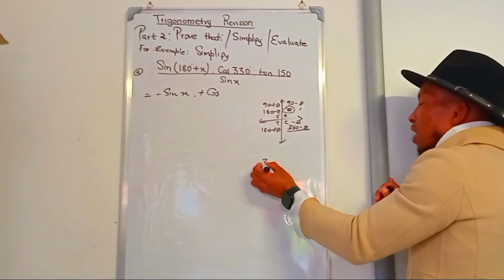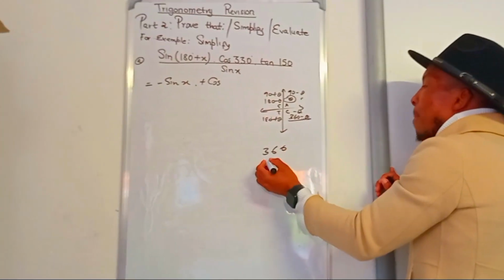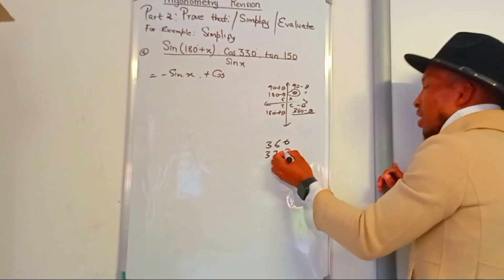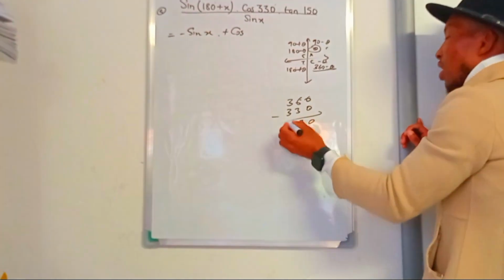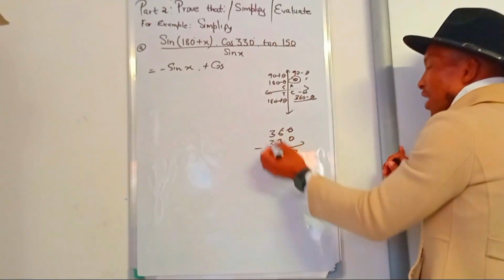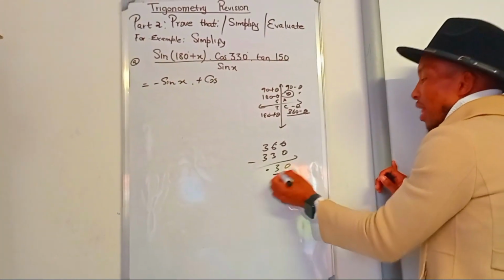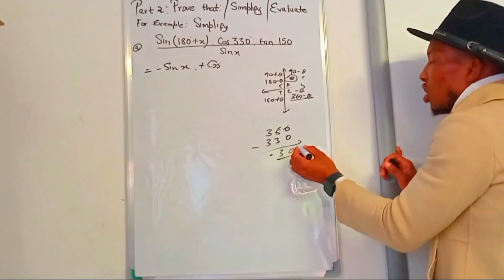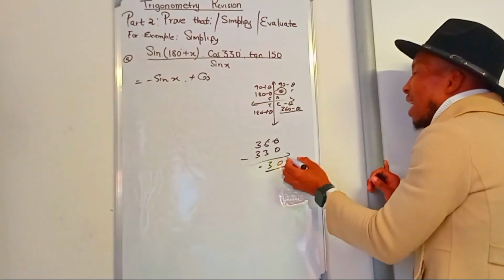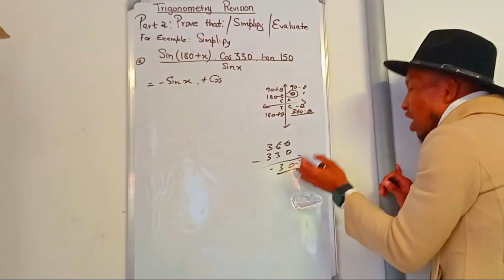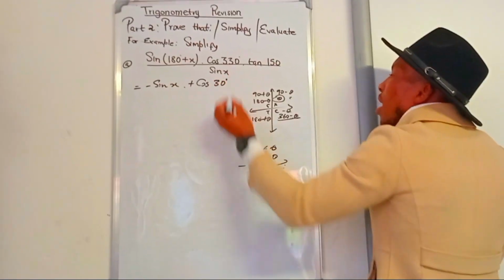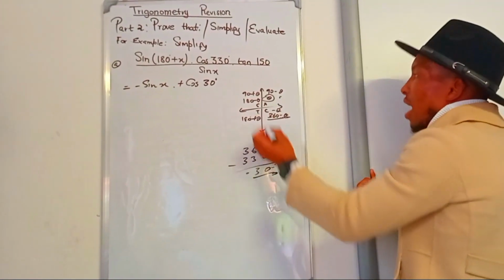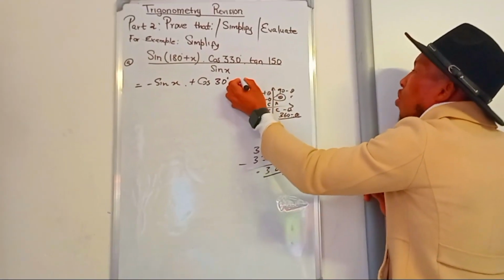How? We have 360 minus 330. Then 0 minus 0 is 0. 6 minus 3 is 3, then 3 minus 3 is 0. Therefore, the acute angle that we're going to put here is 30. 360 minus 30 equals 330. Therefore, we just have cos 30 degrees. Okay?